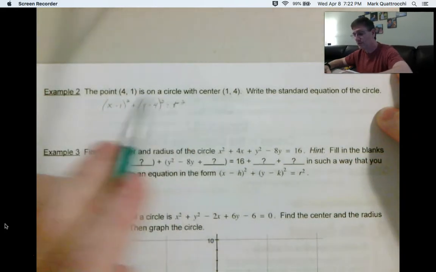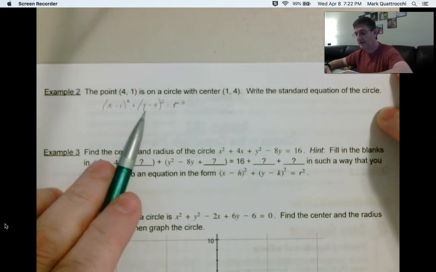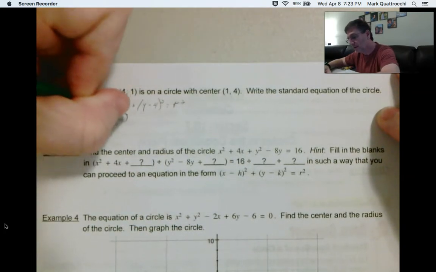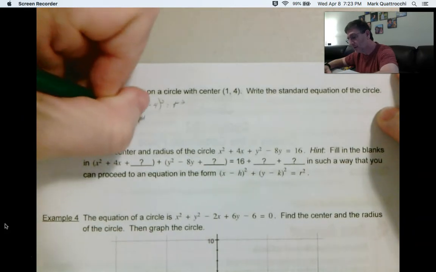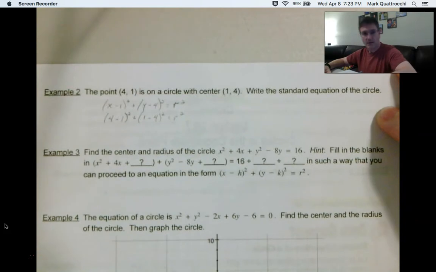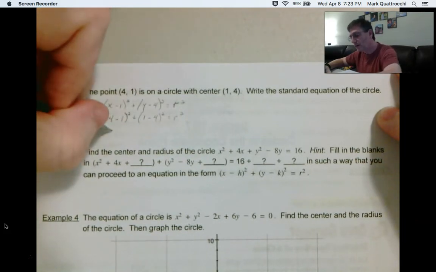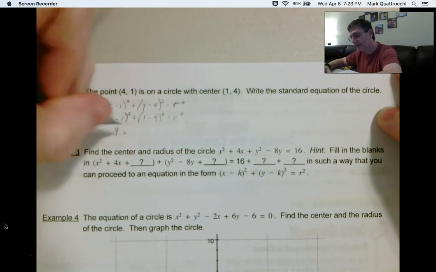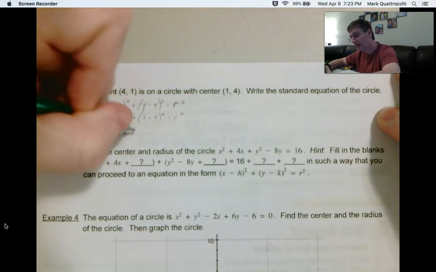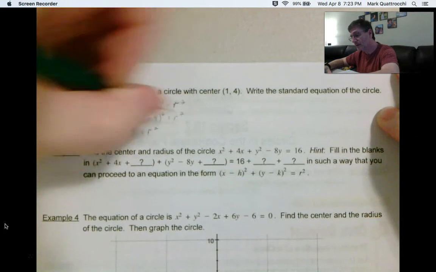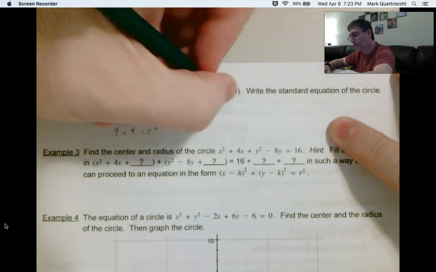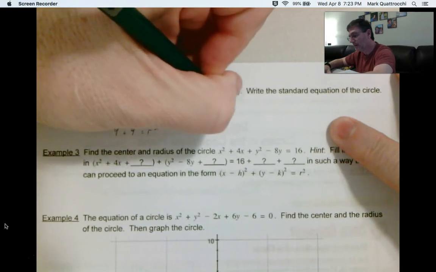So I'm just going to plug in 4, 1 into my x and my y here. 4 minus 1 squared plus 1 minus 4 squared equals r squared. 3 squared is 9, plus 1 minus 4 is -3 squared, 9 again, equals r squared. So r squared is equal to 18.